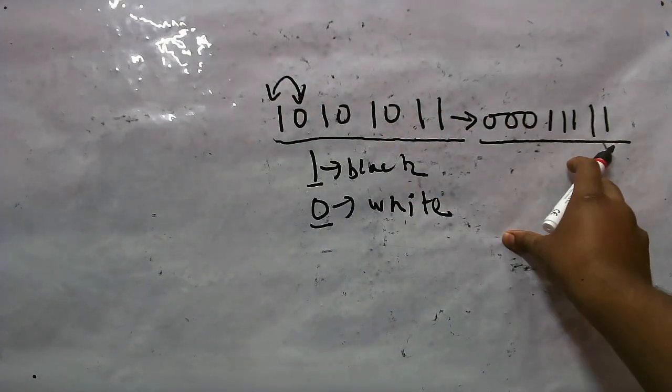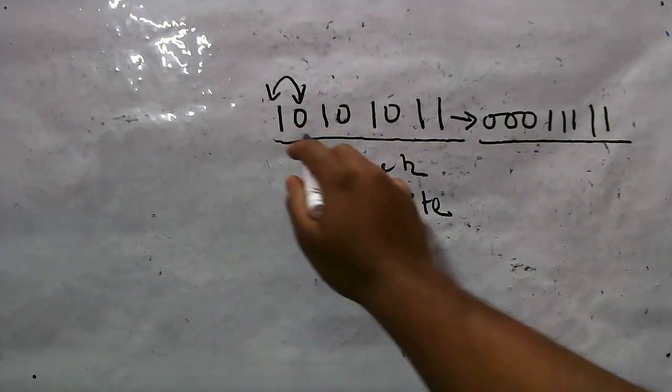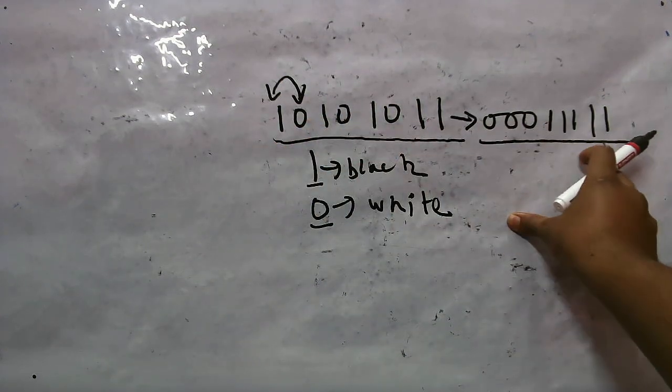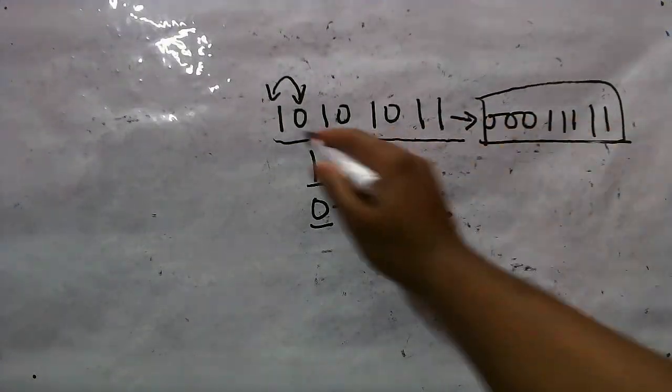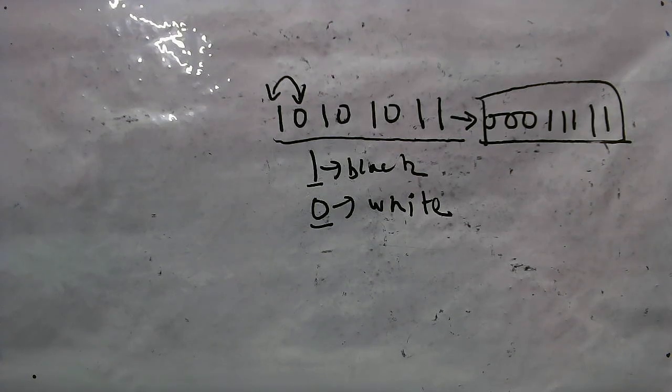Likewise, we can do this type of swapping, and we just need to arrive at this position. So how many minimum swaps do we require? That's the question actually. Now let's discuss the solution.